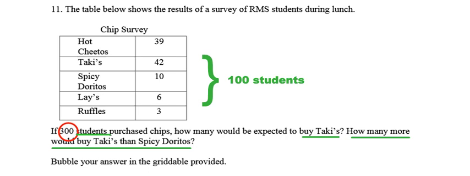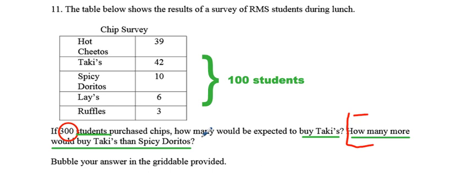Question 11. The table below shows the results of a survey of RMS students during lunch. And if you total those numbers, the survey was for 100 students. The question, if 300 students purchased chips, how many would be expected to buy Takis? If 300 instead of 100 students purchased chips, how many would be expected to buy Takis? You need to bubble that answer in the griddable. And then there's a second question starting right here.